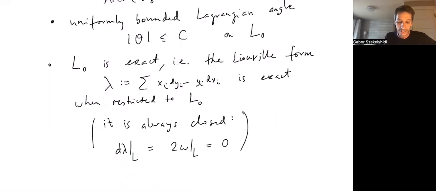So this means that this Liouville form, when restricted to L, is exact. So notice that it's always closed because dλ is the same as 2ω, and by assumption, ω restricted to L is 0. Okay, so this λ, which is always closed, is required to be exact. More generally, one could ask for it to be what's called rational.